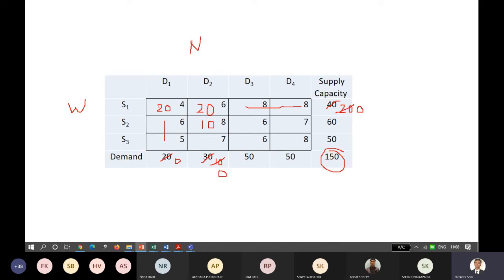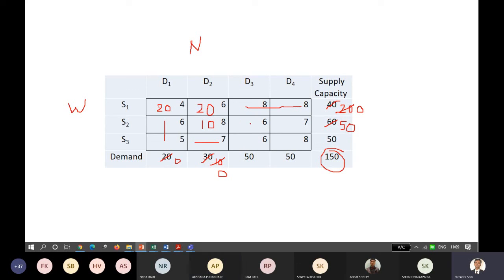So this requirement changes to 0 and supply capacity of S2 will reduce by 10. So that means new supply capacity for S2 would be 50. Fine. Okay up to this? Yes, sir. Since demand for D2 has exhausted, we will not be having any allocation in this cell. Correct?